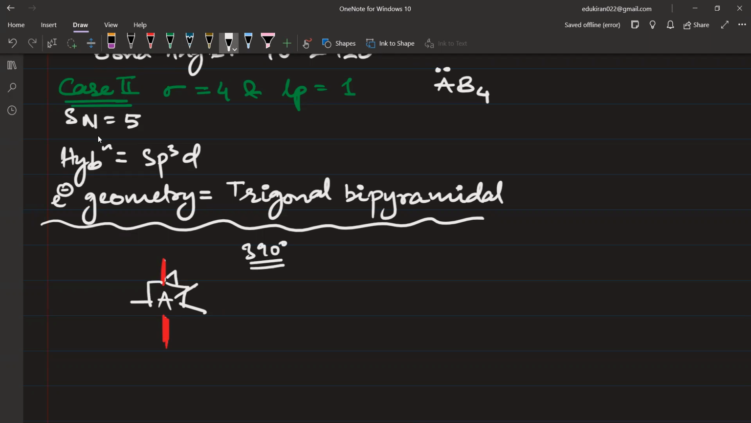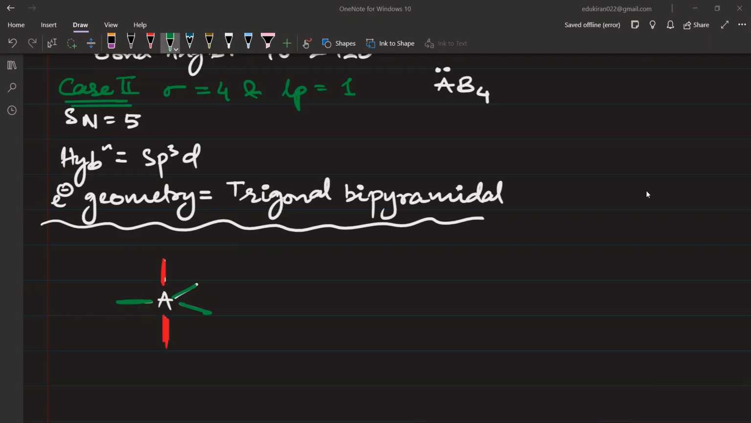So each axial one is facing how many 90 degrees? Three 90 degree repulsions. Lekin wahi agar hum baat kare kisi ek bhi, this is my equatorial one. It is facing one 90 degree and the other 90 degree. That's it. So how many 90 degree repulsions is it facing? Only two. But the axial one is facing three 90 degree. That is why we are going to place the lone pair electrons in the equatorial position. Okay, we are going to place the lone pair electron in the equatorial position.